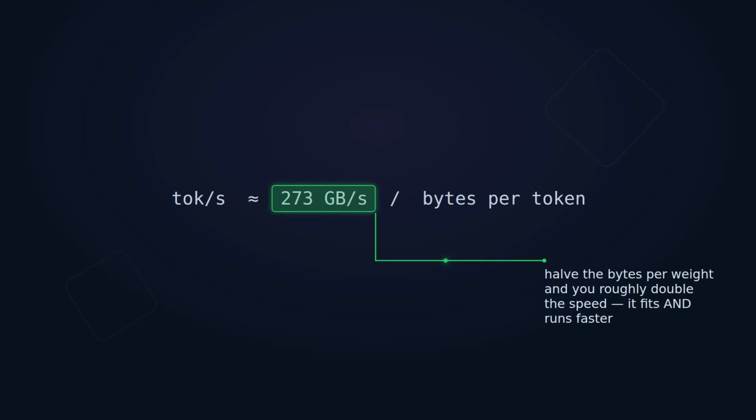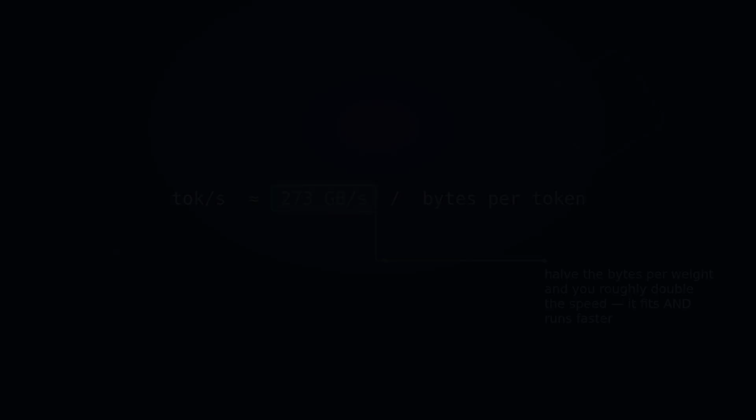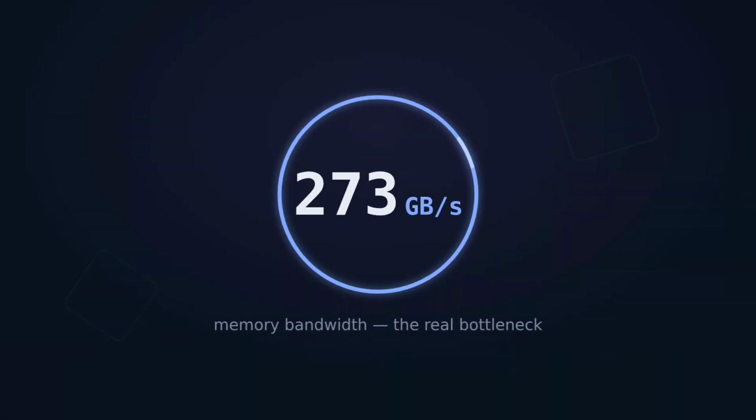So your speed ceiling is roughly that bandwidth divided by how many bytes you move per word. Now look at what quantization actually does. It does not just make the model smaller on disk, it makes every weight fewer bytes to stream. Halve the bytes per weight, and you roughly double the words per second. That is the hidden second payoff.